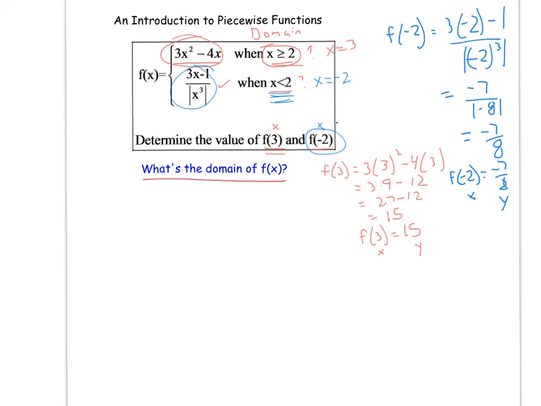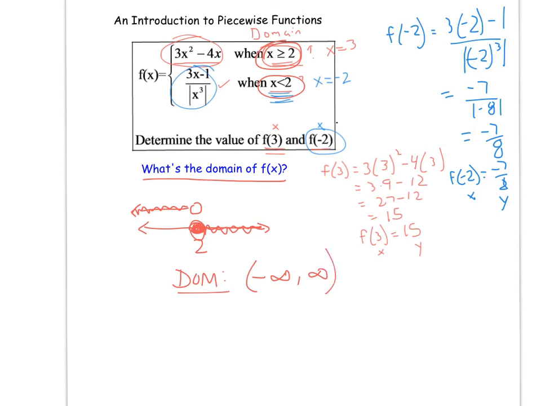Remember, domain is limits on x. So this section covers everything greater than or equal to 2. So if I put that on a number line, everything greater than or equal to 2 would be over here. This section says x is less than 2. Well, less than 2 would be here. So we have all of these numbers included, 2 is included, and then all of these. So our domain is everything from negative infinity to infinity. There's not a single x value I can't fill in. And that's it for evaluating piecewise functions and finding their domain.